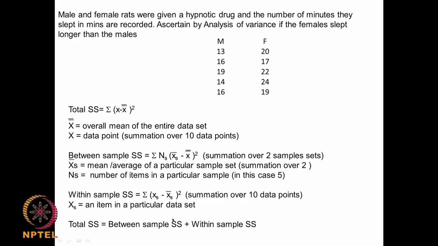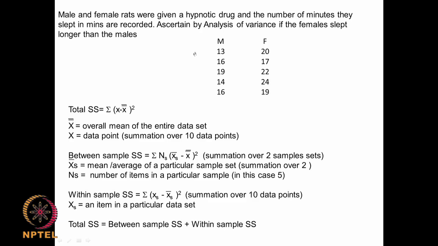So, if I calculate the sum of squares and divide by degrees of freedom, that will give you the variance. If I calculate the sum of squares within sample divided by its degrees of freedom, I will get the variance. So, total sum of squares will be the sum of these two. How do you calculate total sum of squares?